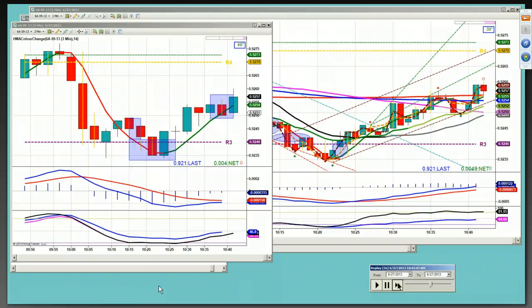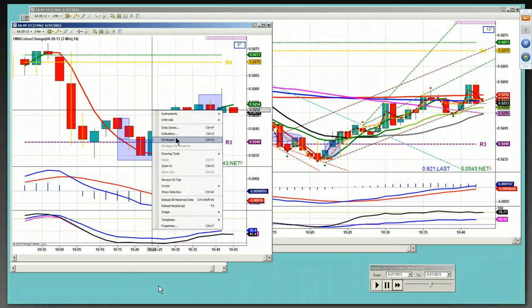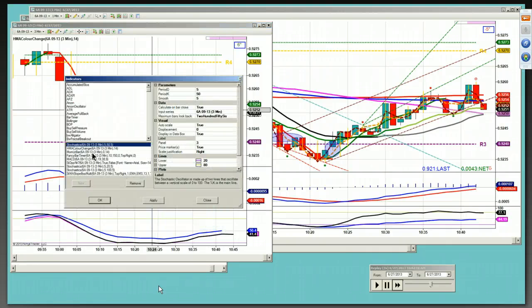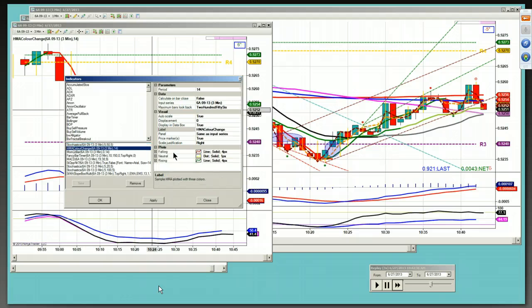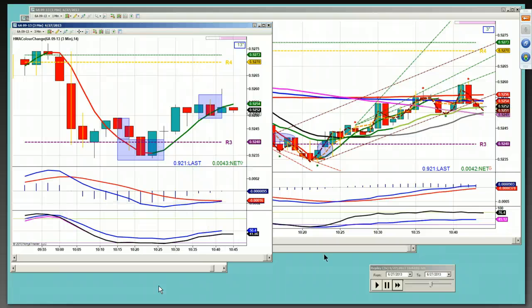What's the HMA? The HMA is called the Hull Moving Average. It's a moving average just like your EMA, but it's a different kind of moving average. You can read up more about it in section 7 of your self-paced course. So the HMA color change is the Hull. It's just another kind of moving average. It has a different calculation to a regular moving average.